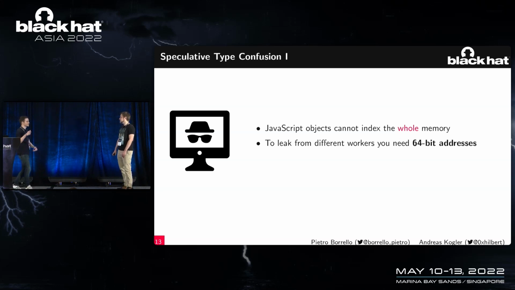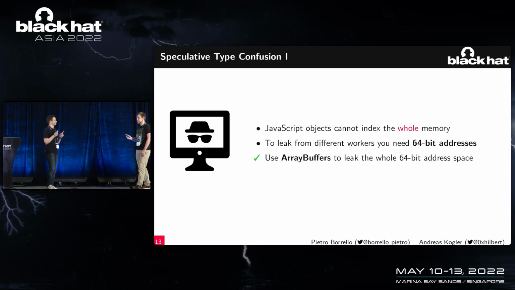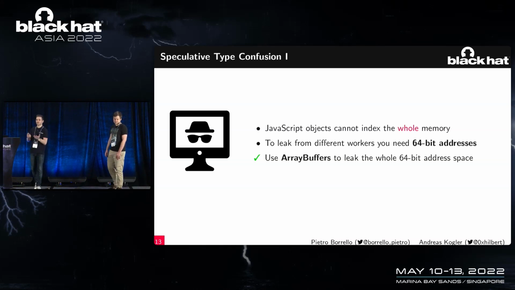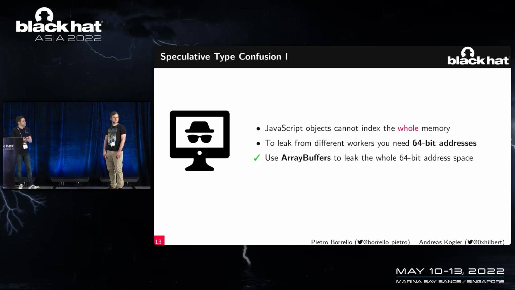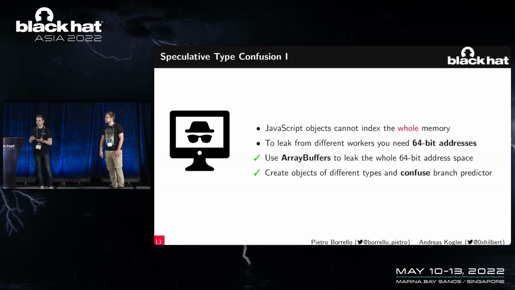I see. JavaScript has this thing called pointer compression in V8, where they try to save memory by representing pointers with 32 bits. Almost every object has this, but the keyword is almost. Not all objects have just 32-bit pointers. There are some objects, for example array buffers, that by design have to be able to store 64-bit information, so we can leverage those objects to index the memory with 64-bit pointers. Moreover, we can confuse the branch predictor on the types of those objects to create a speculative type confusion and leak from memory.